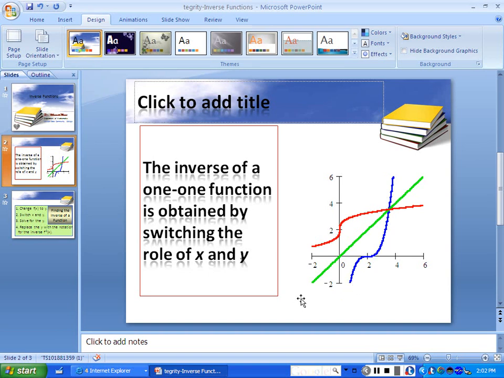Now this green line here represents the line y equals x. So it turns out that if you do the composition of both of these functions both ways, f of g of x and g of f of x, then you would actually get the answer x. So if you graph both of these functions, they are symmetric about the line y equals x.